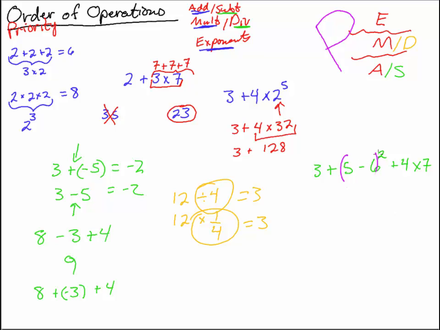Now notice this parenthesis says, hey, you've got to do this subtraction because it's all one number before you square it. So we actually put subtraction up here before exponent because of this parenthesis. 3 plus, this is 5 minus 6 is a negative 1 squared plus 4 times 7. 3 plus negative 1 times negative 1 is 1 plus 28. 3 plus 1 is 4 plus 28 is 32. And there we have it. That's where parentheses come in.